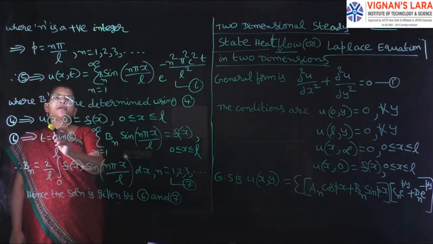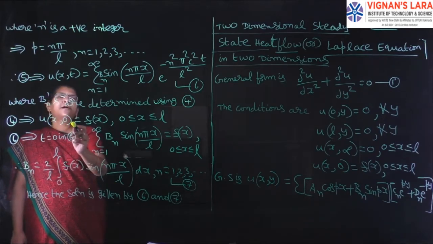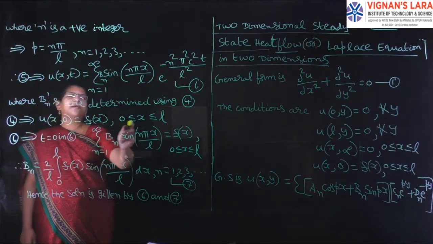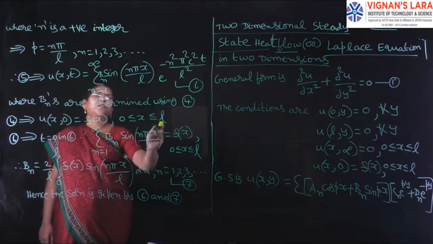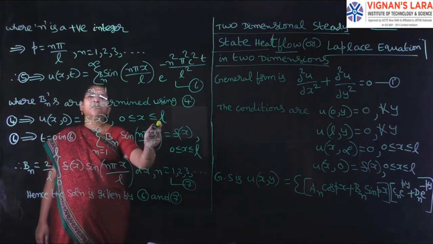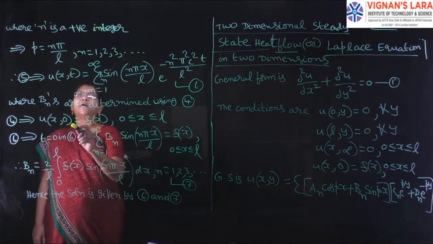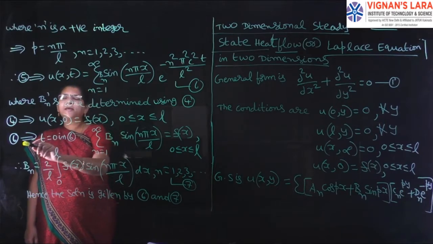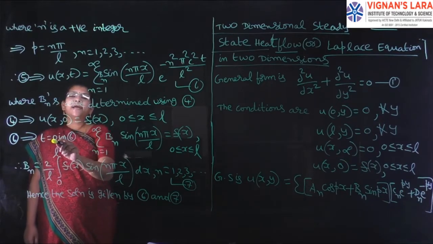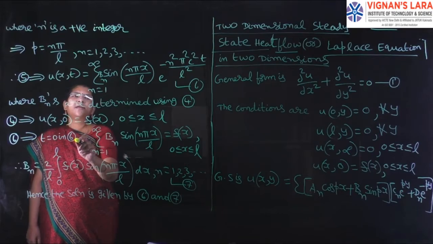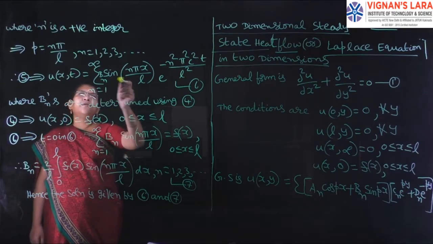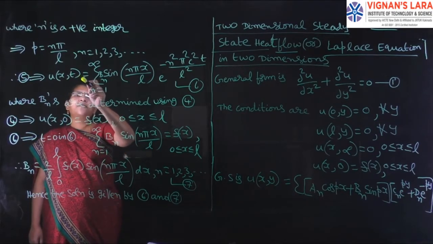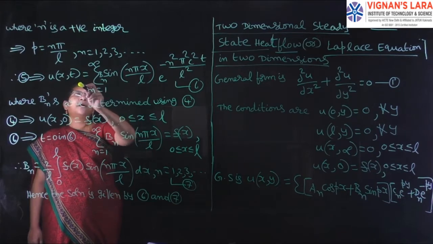What is condition number 4? U of x comma 0 equal to f of x, where 0 less than or equal to x less than or equal to L. How will you get u of x comma 0? In equation number 6, you take t equal to 0. Then what will you get? U of x comma 0. What is u of x comma 0?